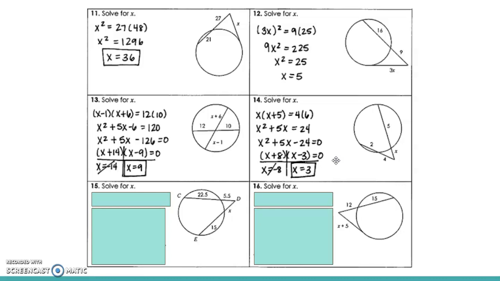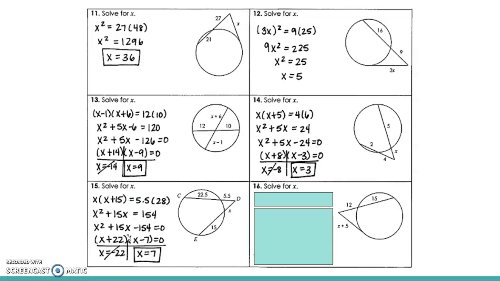Number 15, we have those intersections outside the circle with two secants. When we write out this problem, we are going to write it as x times x plus 15 equals 5.5 times 28. 28 is 22.5 plus 5.5. Same thing as before, we're going to distribute first and get everything on one side, so 0 is on the other. Once we have one side equaling 0, we can factor. When we factor, we're setting each piece equal to 0 to solve for x. We get that x equals negative 22 and x equals 7, and x equals 7 is the only logical choice.